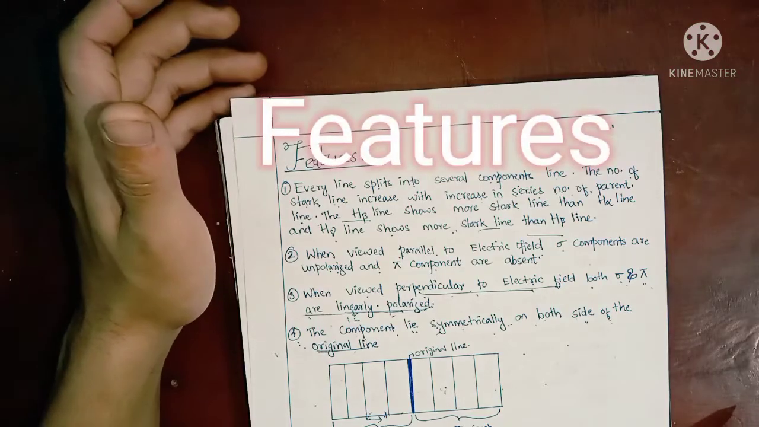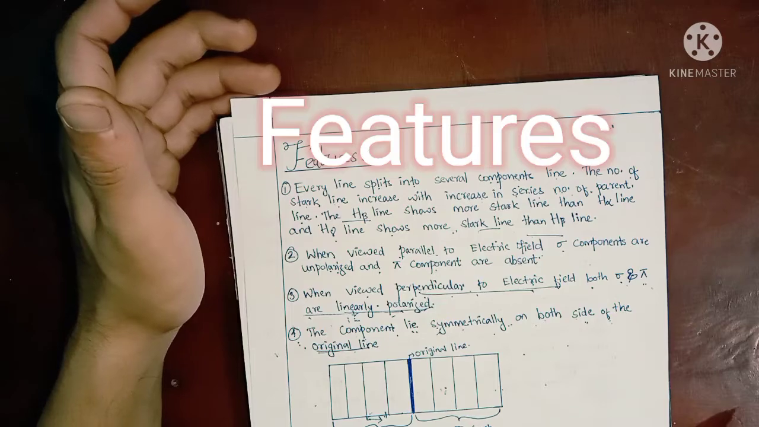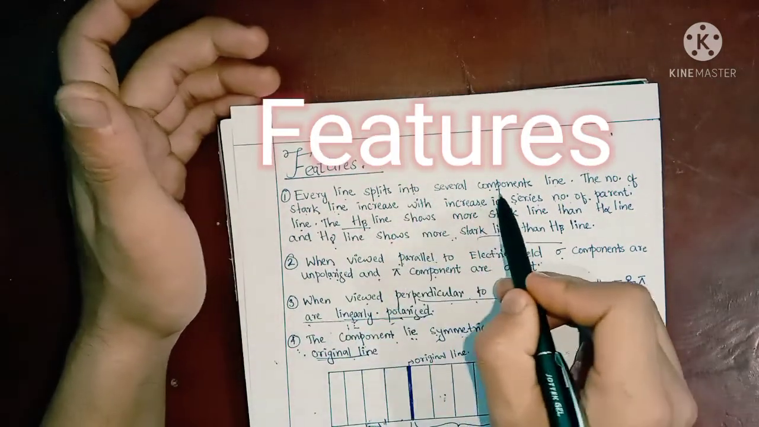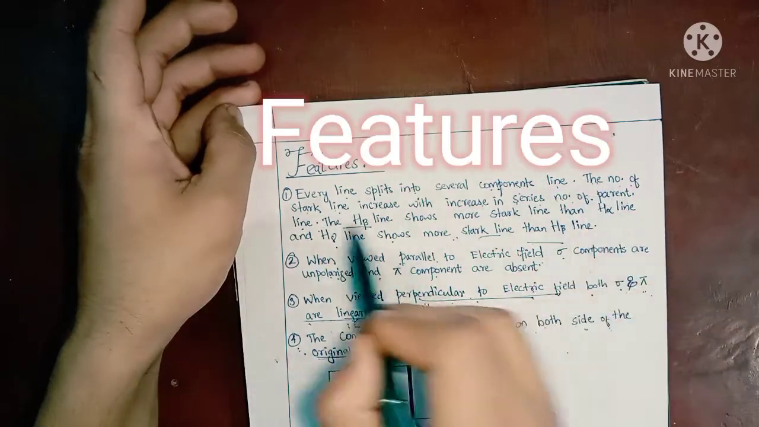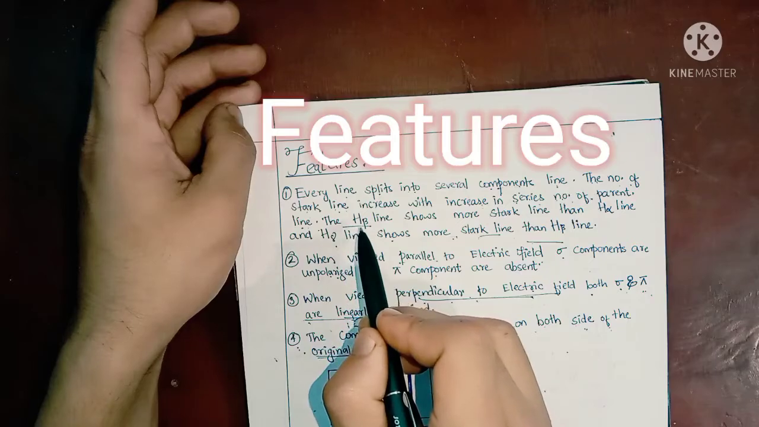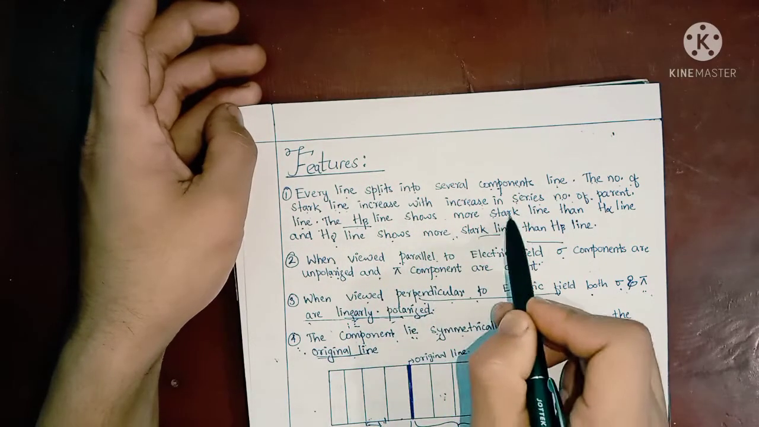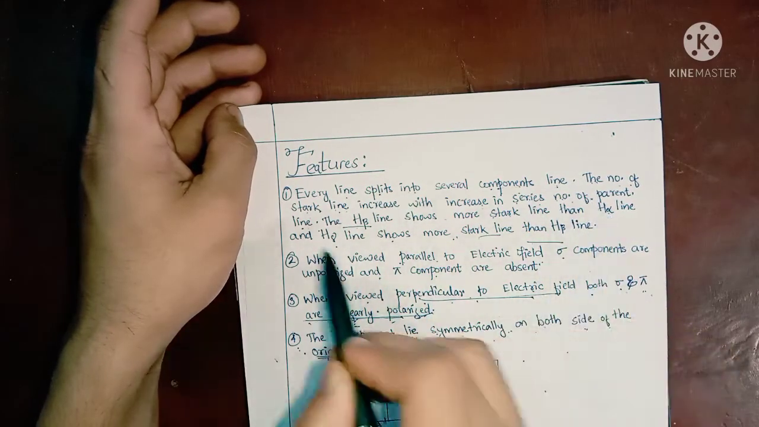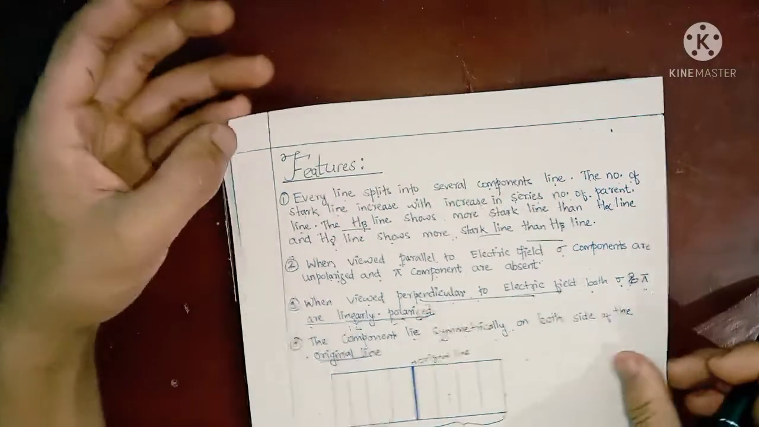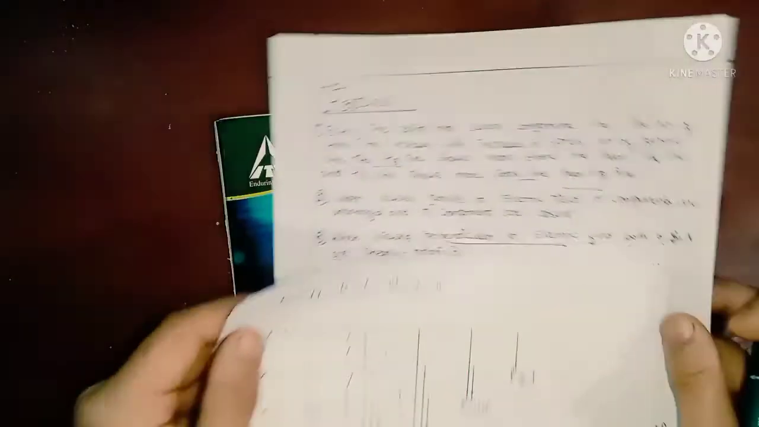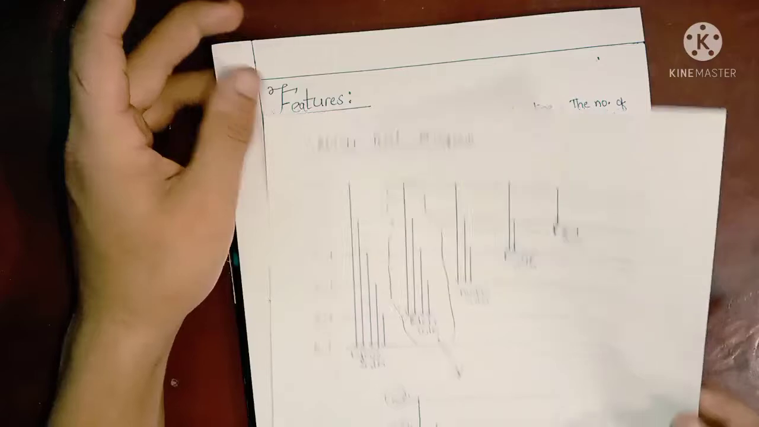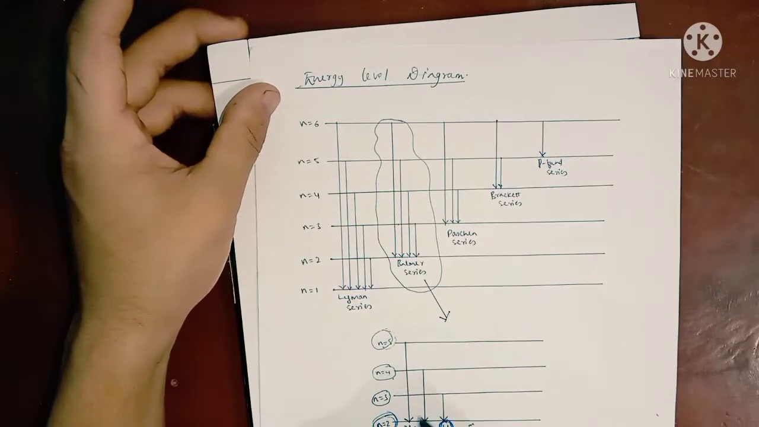We shall see some features of the Stark effect. Every line splits into several component lines. The number of Stark lines increases with the increase in the series of the parent line. The H beta line shows more effect than the H alpha line, and the H gamma line shows more effect than the H beta line. So in the Balmer series, we see that every line is split into several components.